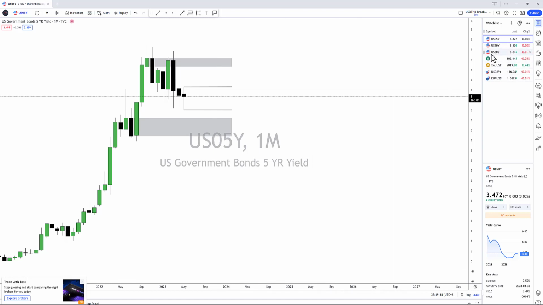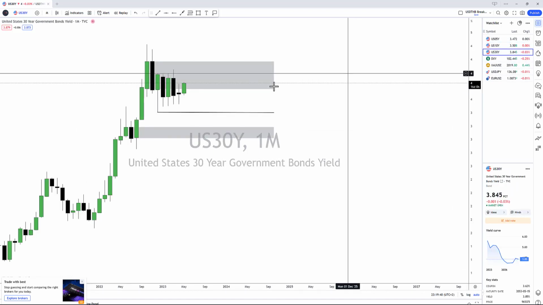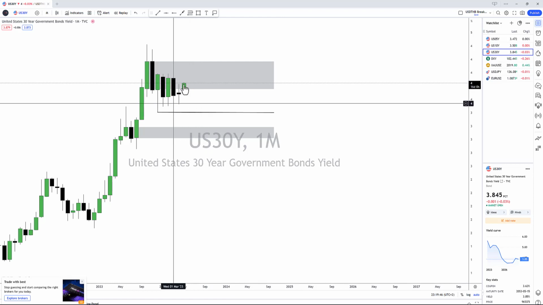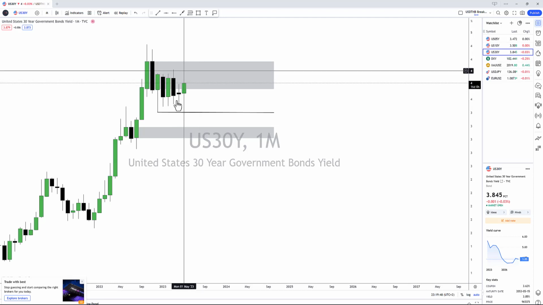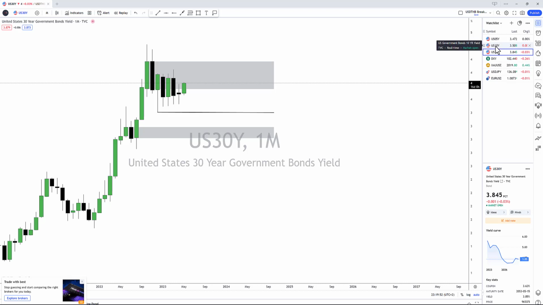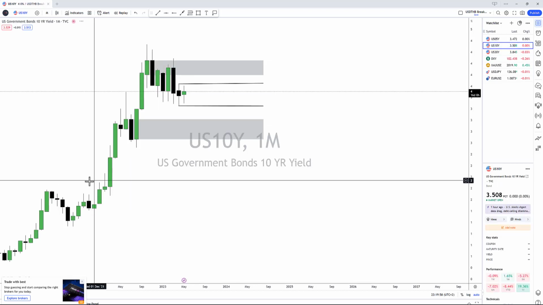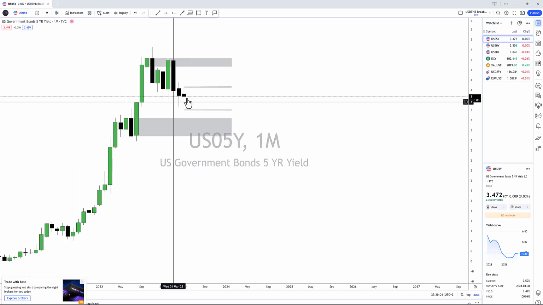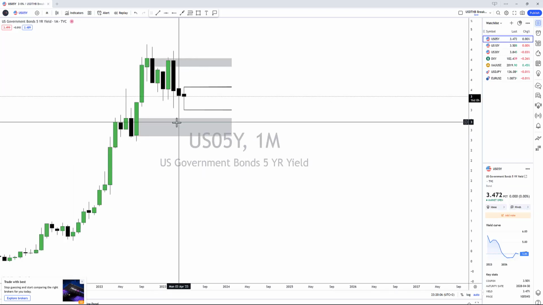Now we're going to look at SMT. Do we have any SMT divergence happening at this moment in time? You can see 30-year yields have already created a new high, right, on the current monthly candle. Then we get the 10-year yields. They haven't created a high. We've got the 5-year yields. They haven't created a high.